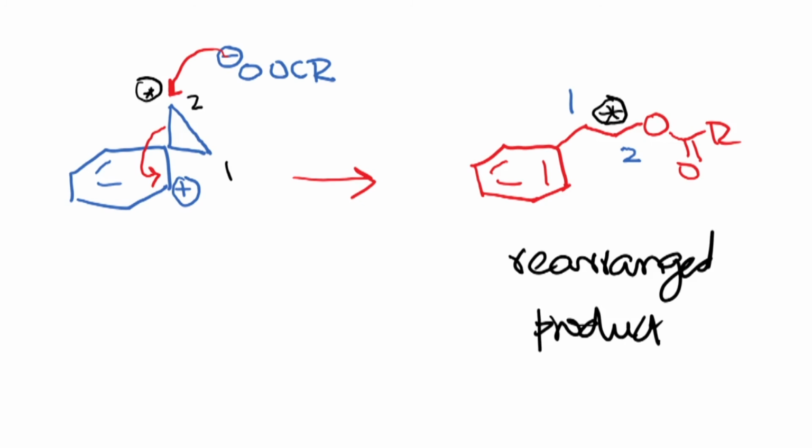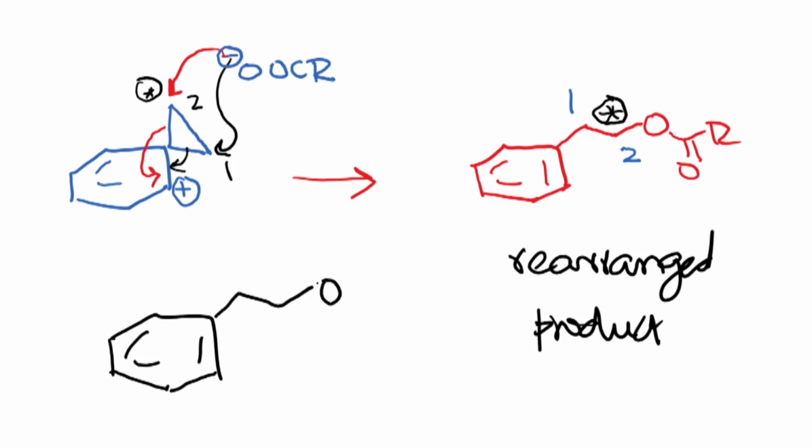product. Okay, and to complete the discussion, if the attack happens here, you have this bond being broken, and you end up with O-C double bond OR, and so the label is here. This is 1, this is 2, and so this is the unrearranged or the non-rearranged product. Okay, so there's additional evidence that we can get.